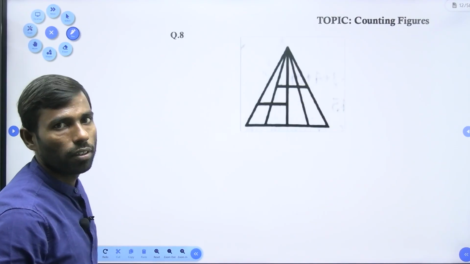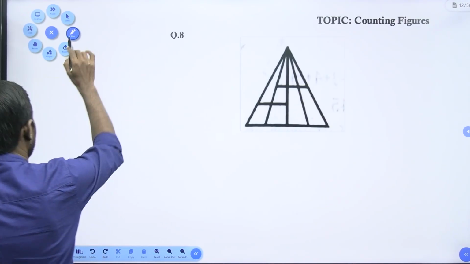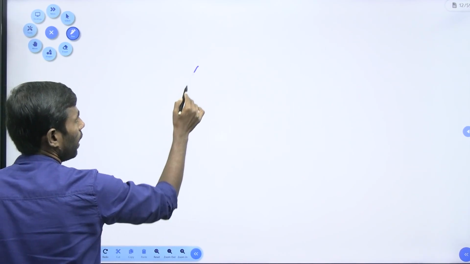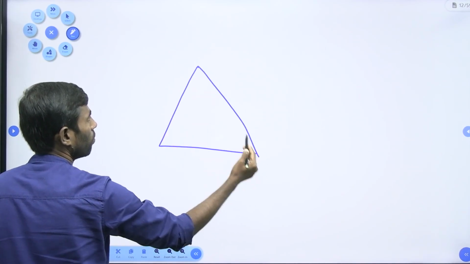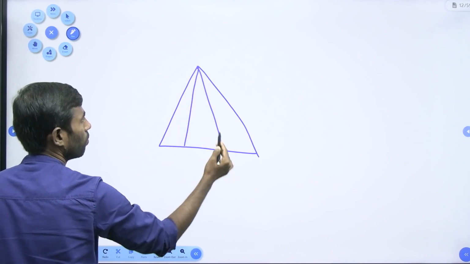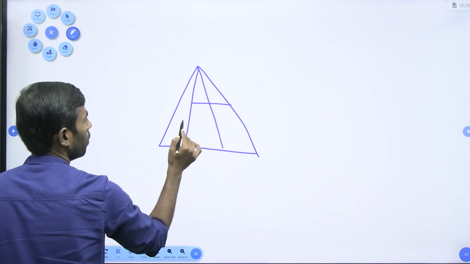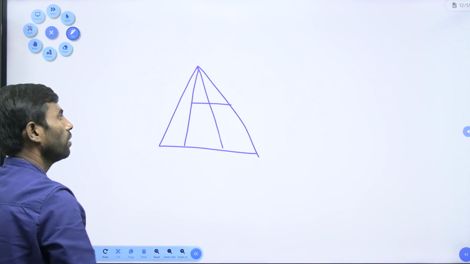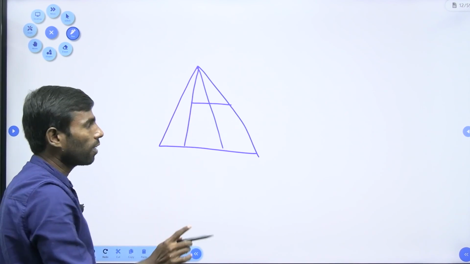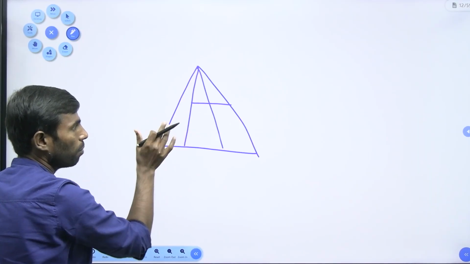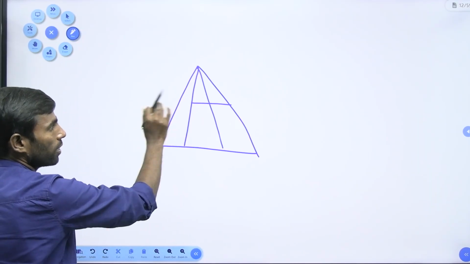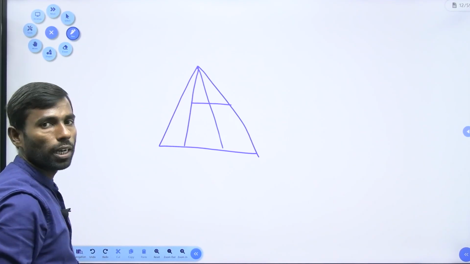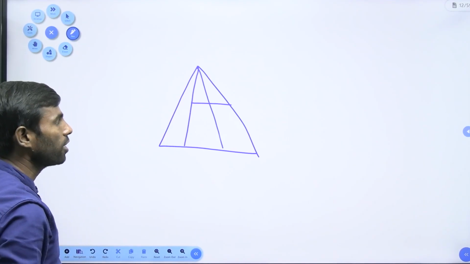Now, next model. Suppose the triangle is like this. How to count the number of triangles for this given figure? The baseline is not complete. Previously it was full, now only some part is there. The baseline is not touching all the lines in the given triangle. For that, how to count the triangles separately?